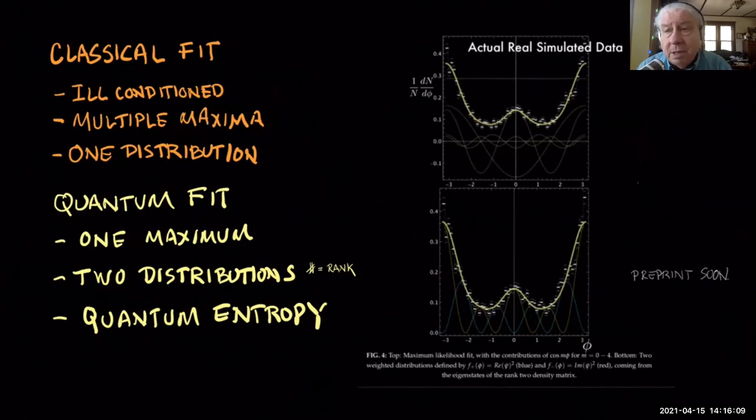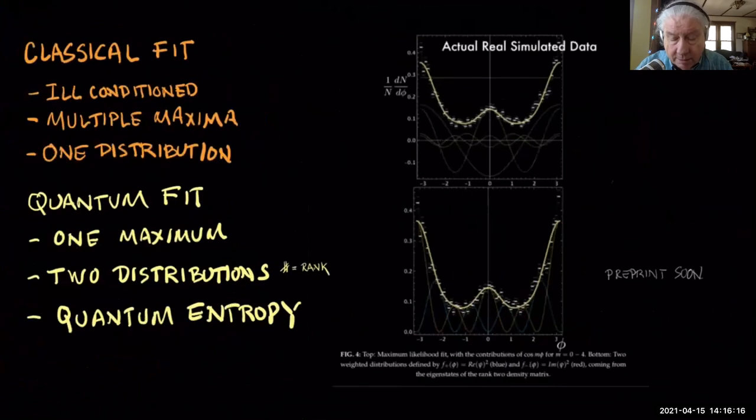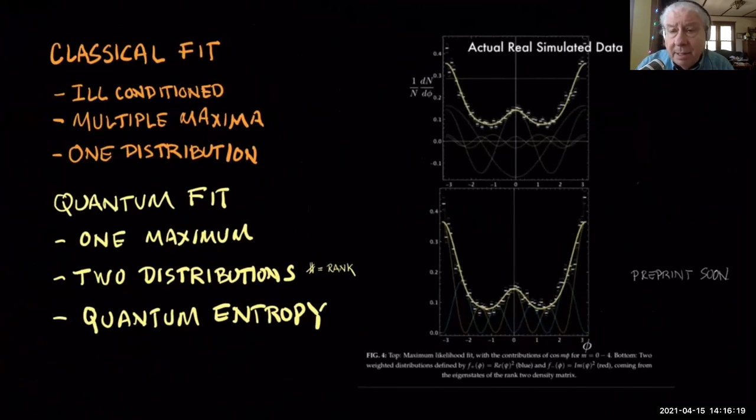Now we've done this exhaustively for some data from the ATLAS collaboration. There's actual simulated data here, appropriate to the CMS thing, coming soon in a preprint. And we can do this with anything. And the message I want to tell you is, we find new things. We can fit a classical distribution. In fact, the fits are beautiful because we don't have these fitting difficulties caused by incorrect classical methods. But we also find new things, like the quantum entropy.